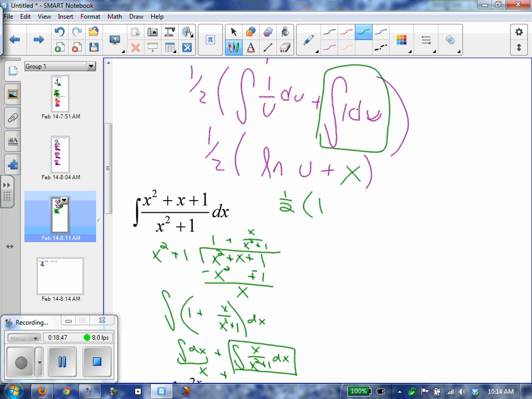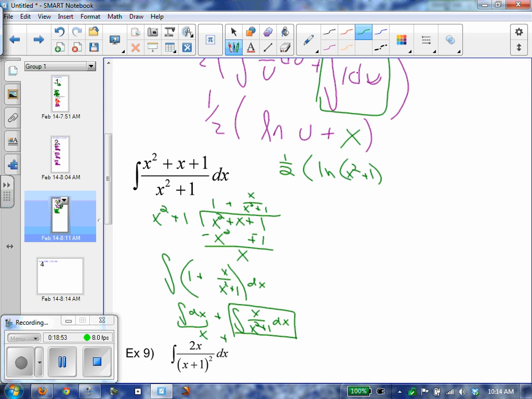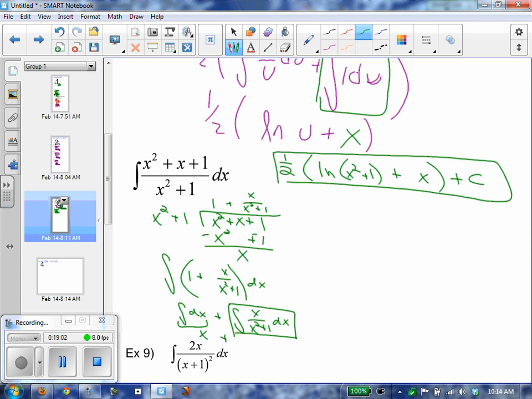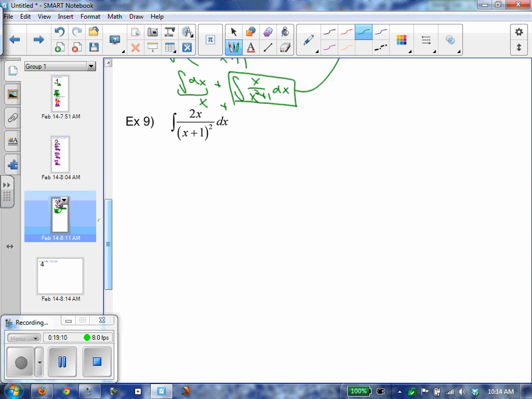So I get 1/2 natural log of u, which was, I forget already, x squared plus 1, plus x. And each one of these gets the 1/2. But this is good the way it is. Good. And this is going to end up yielding that as well. How about that? That's where the log thing comes in. Yep. X squared plus 2x plus 1. So it's just 1 over x squared plus 1.